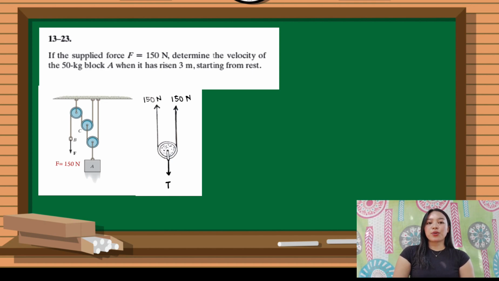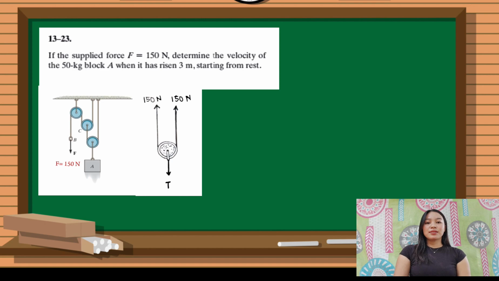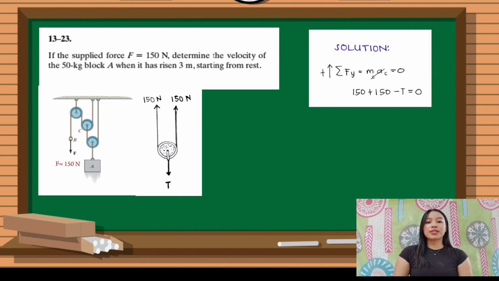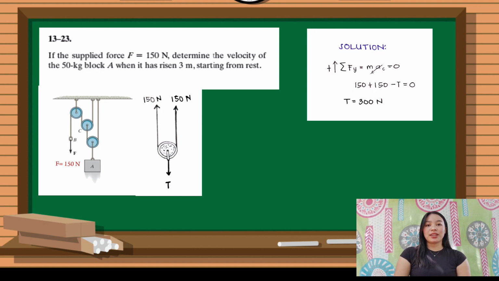So since it's one continuous rope, let's say that in this cable we have tension T. Since the mass of the pulley is negligible, this is equal to 0. So the summation of forces along Y for this pulley C is equal to 0. And as we can see, if this is acting in the positive Y direction, this is 150, plus 150, minus T, which is acting downward, so T is equal to 300 Newton.